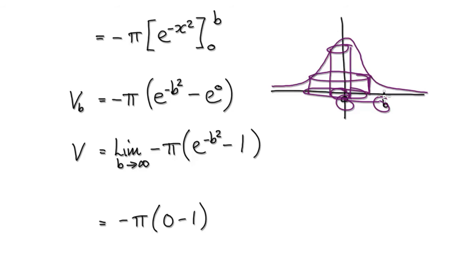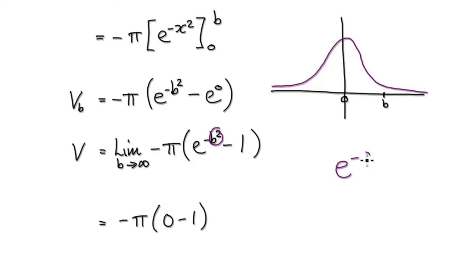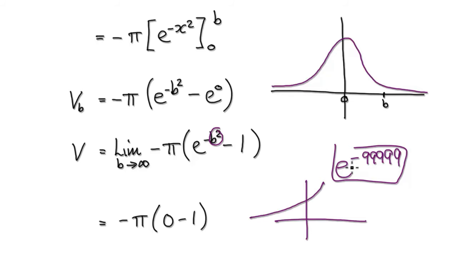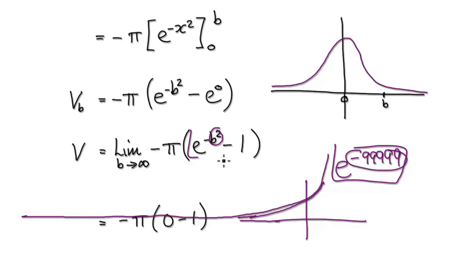Now, if we want the whole volume all the way to infinity, then the whole volume would be given by taking the limit as b heads towards infinity. When b heads towards infinity, b squared would be very, very big. So in your mind, think of a very, very big number. If you look at the normal e graph, which looks like this, e to the power of negative very, very big, you can see that it's heading towards 0. E to the power of negative something big is going to head towards 0.